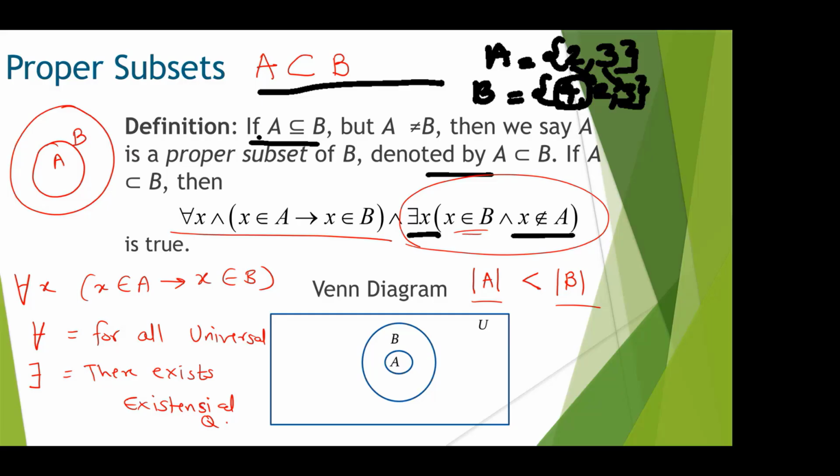When we talk about A being a subset of B, we have cardinality of A less than or equal to cardinality of B. When both are equal sets, A is equal to B, and in that case the cardinality of A is equal to the cardinality of B. We haven't yet seen the definition of cardinality, but cardinality is the number of elements of that set.